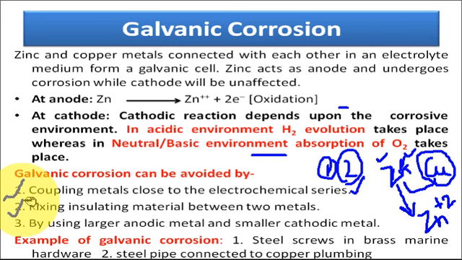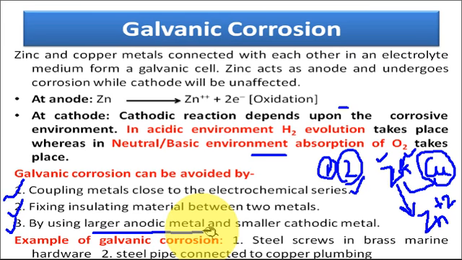If it is not possible, then what other thing we can do? We can fix insulating material between these two metals to avoid direct contact between them. Or third, what can we do? We can use the metals in such a way that a larger anodic area will be there. That means the metal which behaves as the anode must be larger in size, while the metal which behaves as the cathode must be smaller in size.